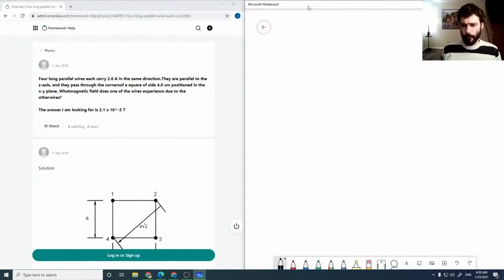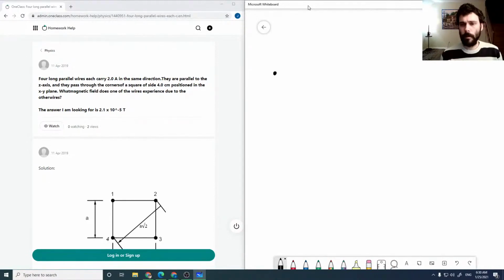So here we have our first one. Four long parallel wires each carry 2 amps in the same direction. They are parallel to the z-axis, and they pass through the corners of a square of side 4 centimeters positioned in the XY plane. What magnetic field does one of the wires experience due to the other wires?